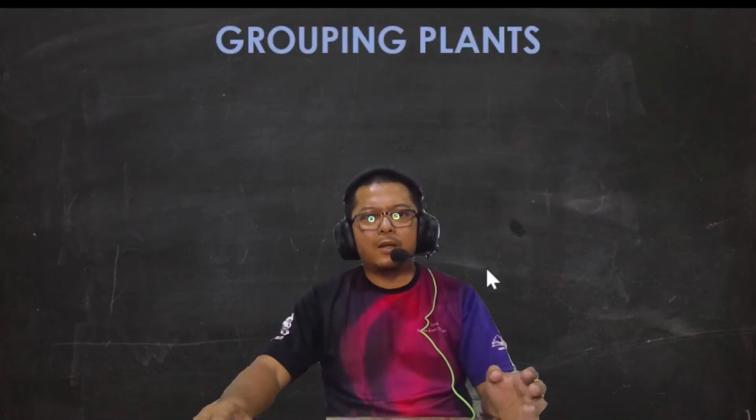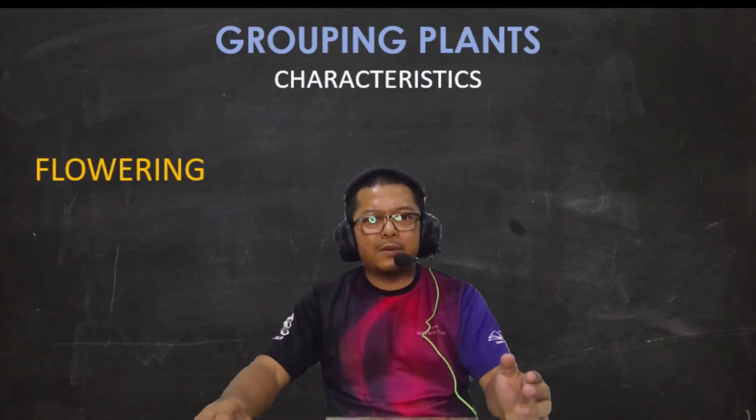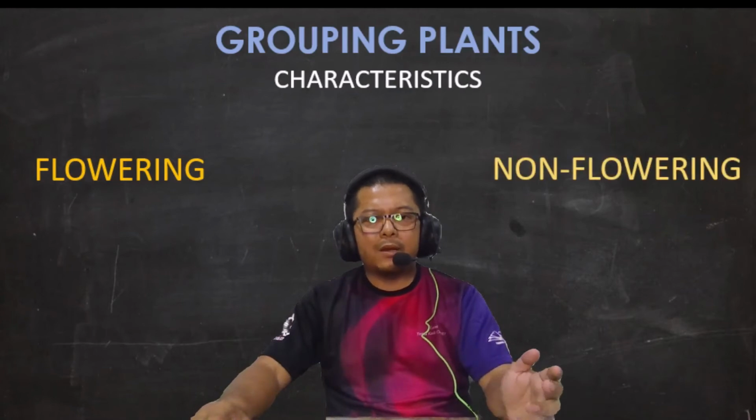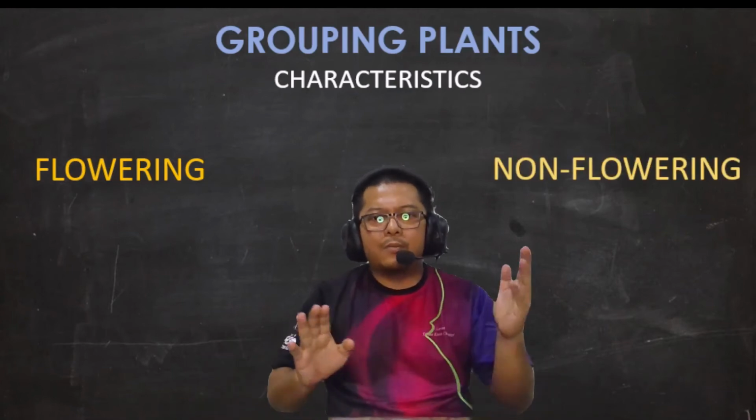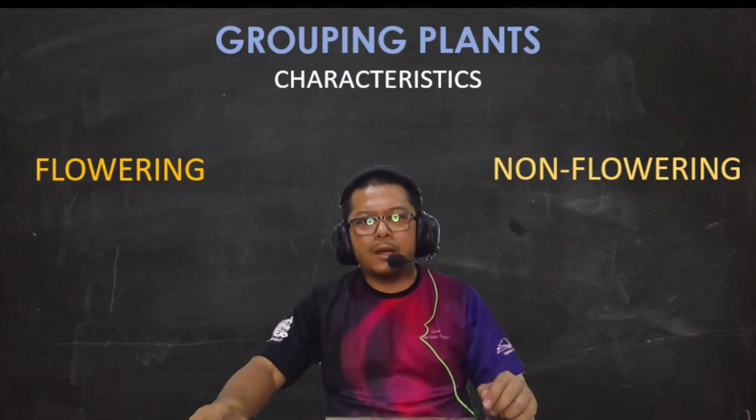Excellent. So another way of grouping plants, that is by flowering and non-flowering. We need to learn how to group plants by flowering and non-flowering plants. Now we shall learn two more groups. The characteristic is flowering and non-flowering. These two groups have their own characteristic.